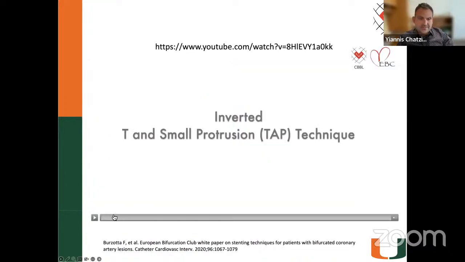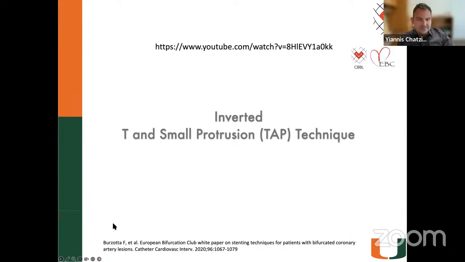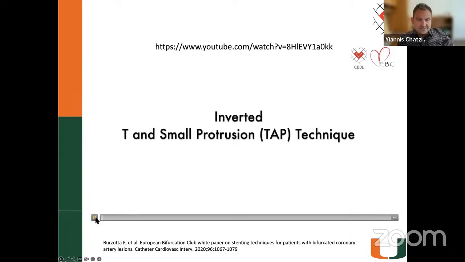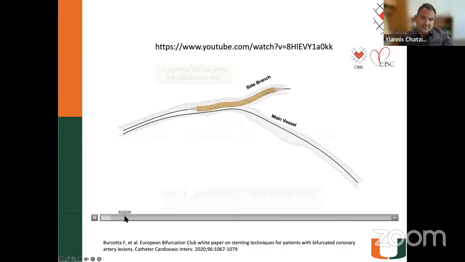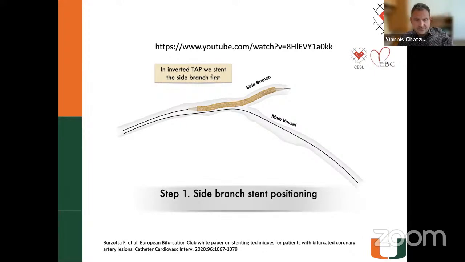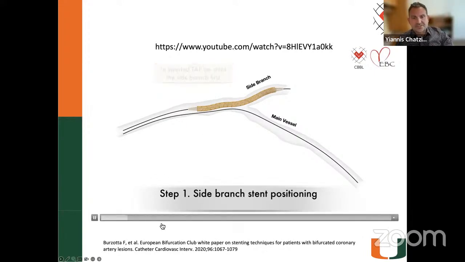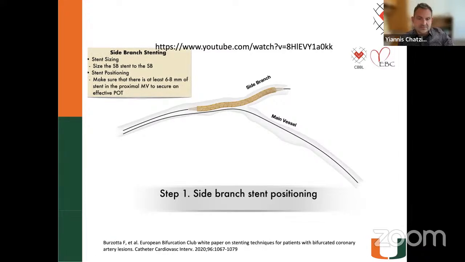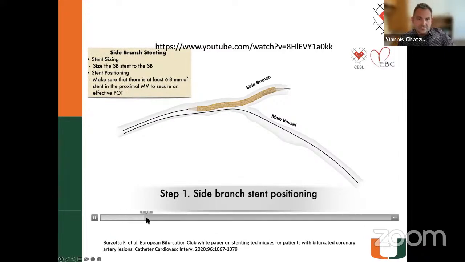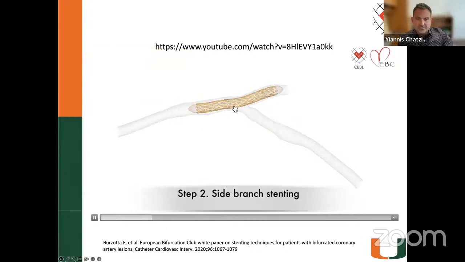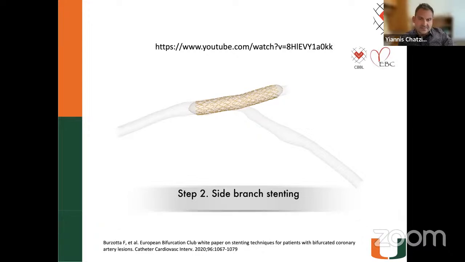So I'm going to show you very briefly an animation of what we did, and then I'll show you what we actually did. That animation is based on the white paper published by the EBC a couple of years back, and it's available in this link. So the inverted T and small protrusion, because inverted means that we start from the side branch first because we have fear of losing this. So we position the stent there, always sized according to the side branch. Then we deploy the stent, always have some room in the proximal main vessel for an adequate POT at the end, at least 6-8 millimeters in the main vessel.